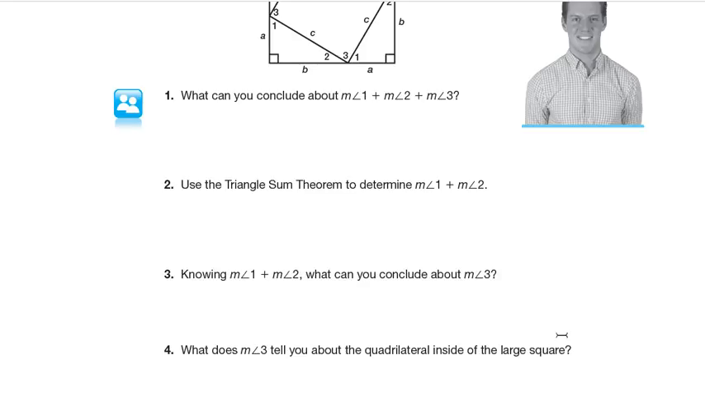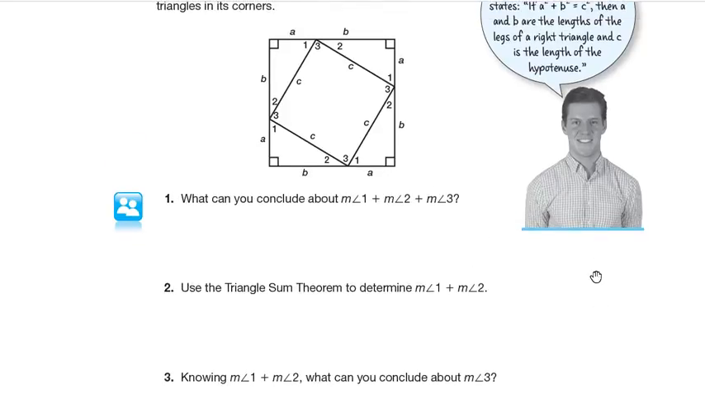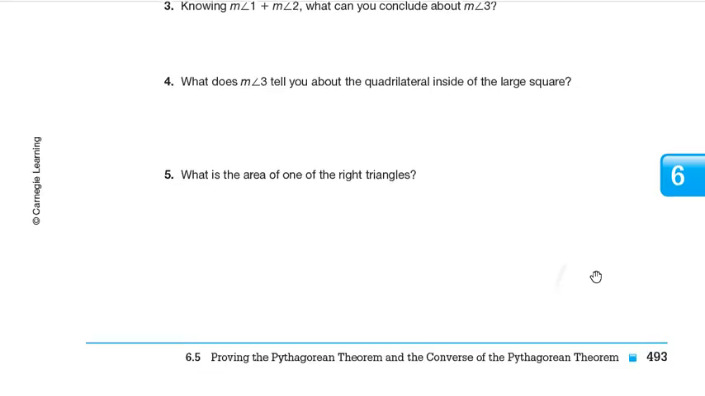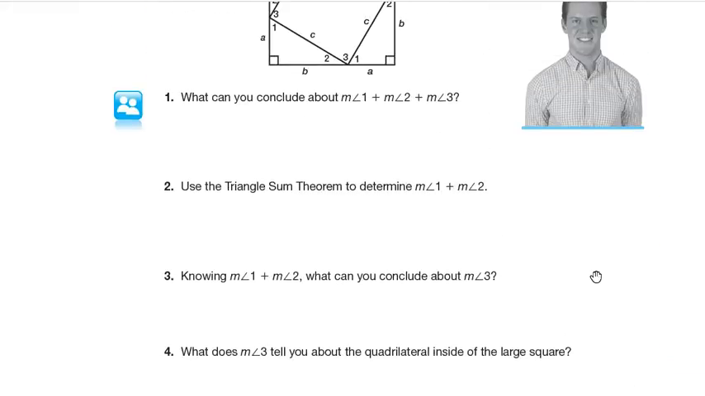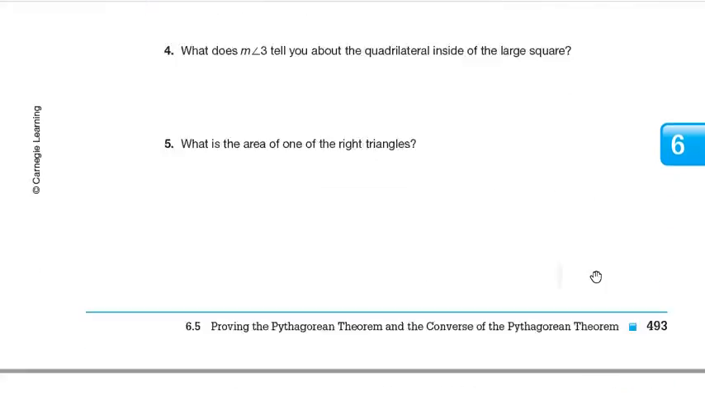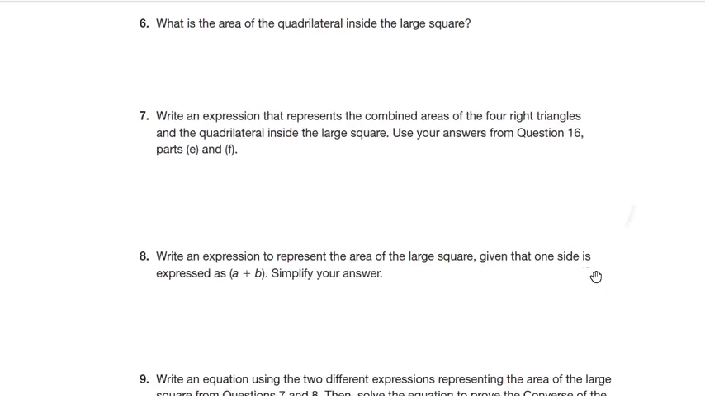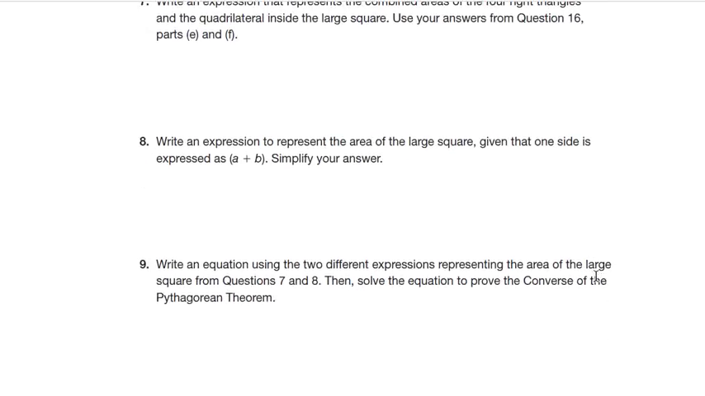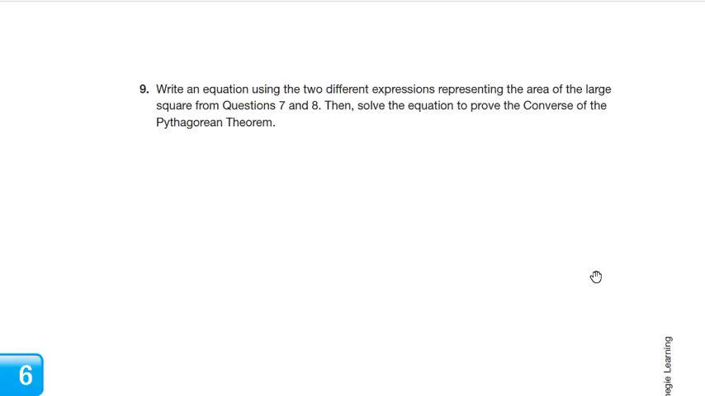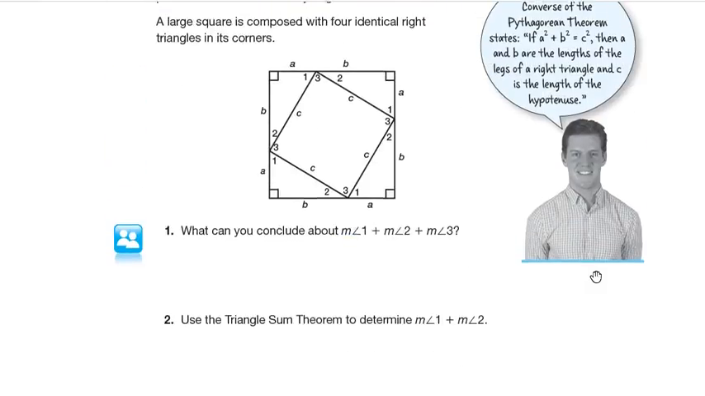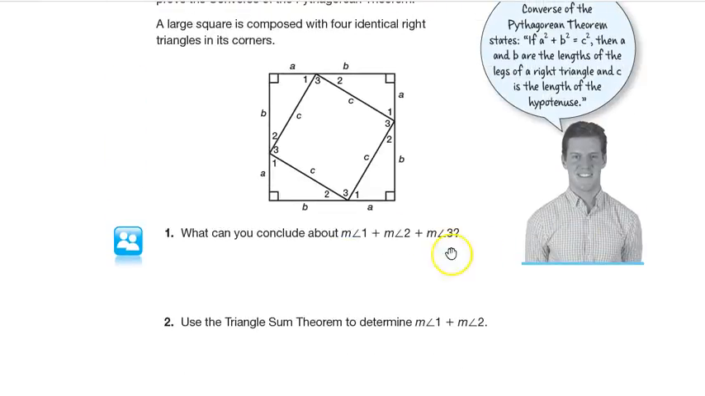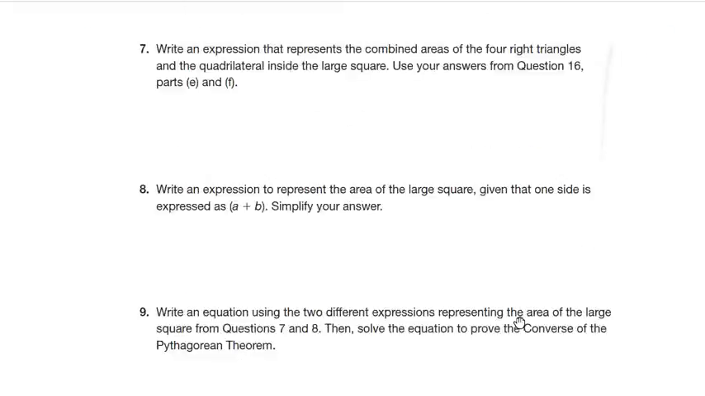So what does the measure of angle 3 tell you about the quadrilateral? If it has 4 right angles in there and all the sides are equal to c, it must be a square. What is the area of one of the right triangles? And that's going to be 1/2 AB again. What is the area of the quadrilateral inside the square? It's going to be c squared, and then you're going to go through doing the algebra again the same way and proving it. This time not knowing that c was a square, until you prove first that it had to be a square. Okay? And that's really the only difference in this last part here.